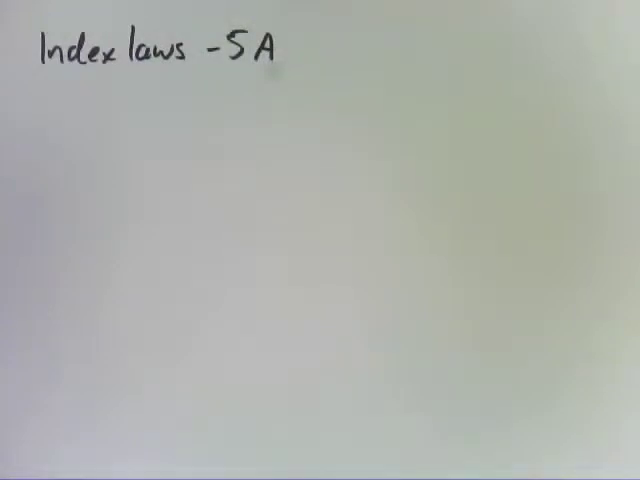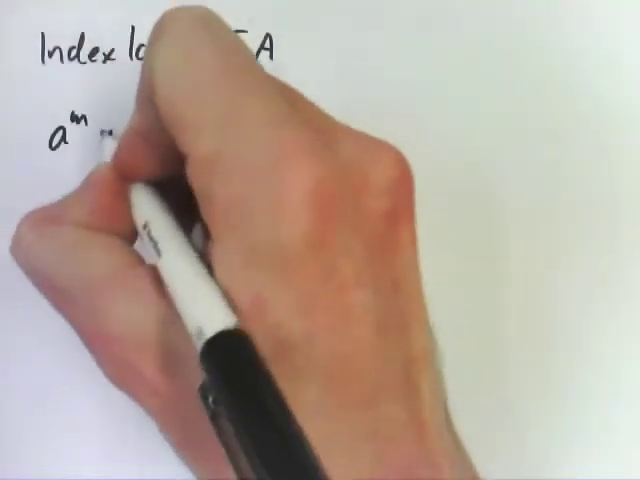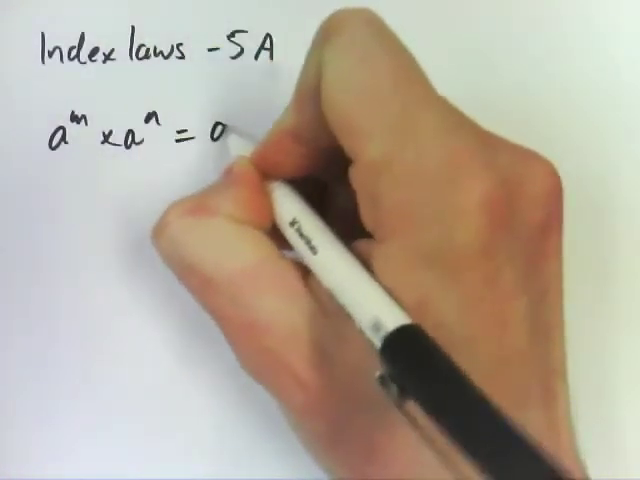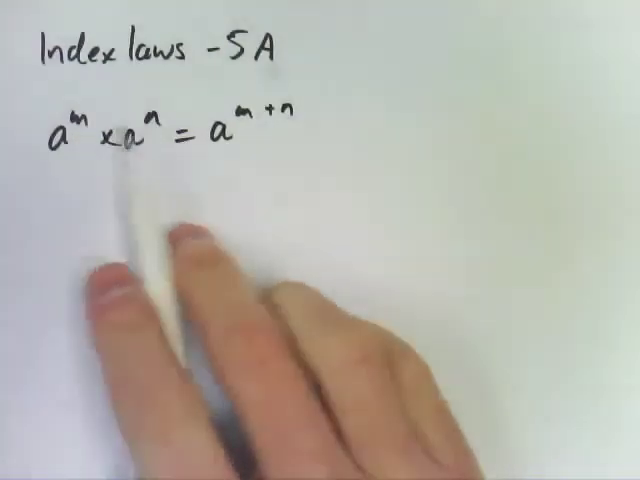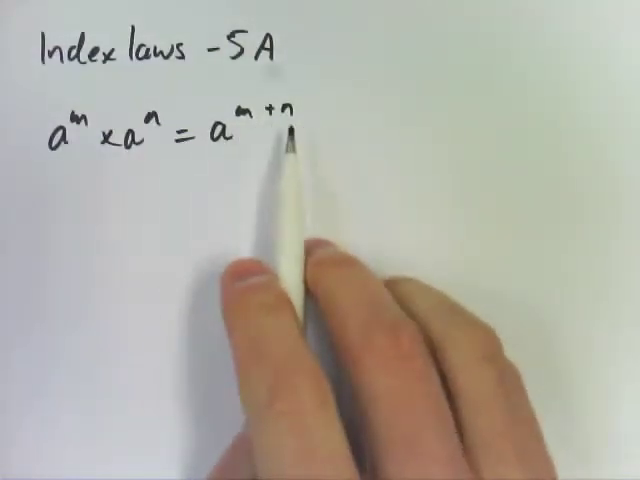Index laws should be fairly easy, but they do ask you questions in stupid ways. So we need to make sure we know all of the index laws. The first index law is: if the same base is multiplied with 2 powers, you add the powers.